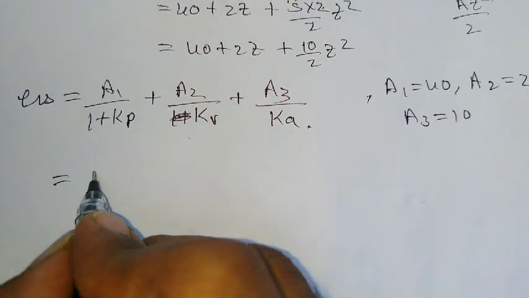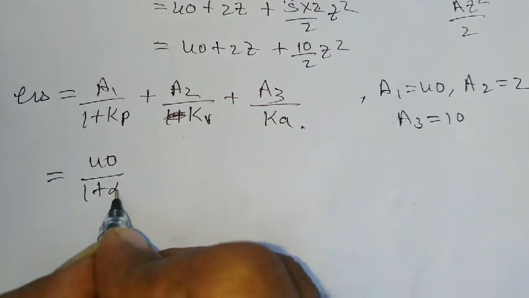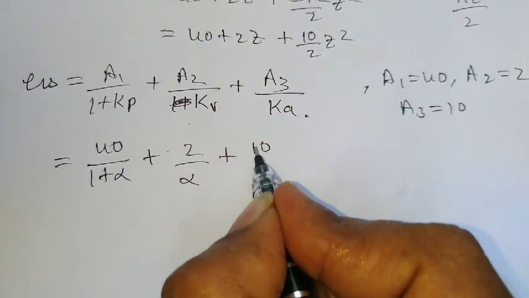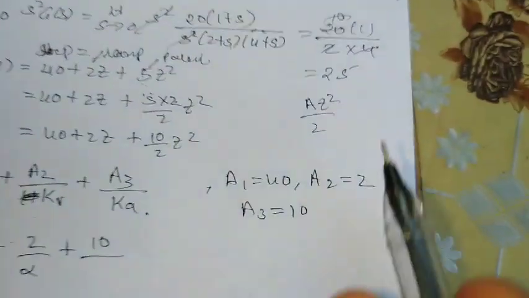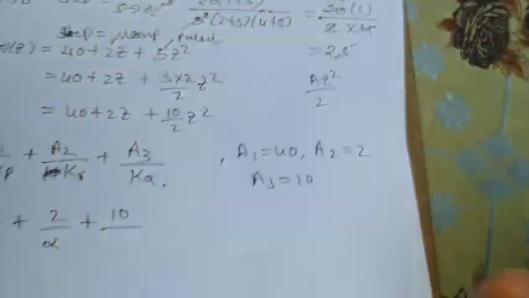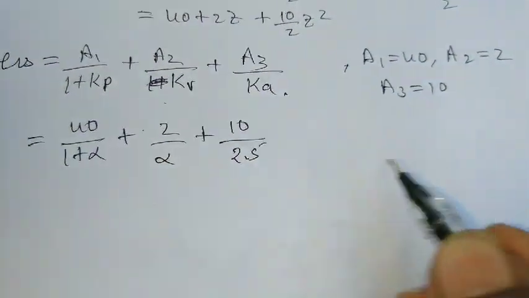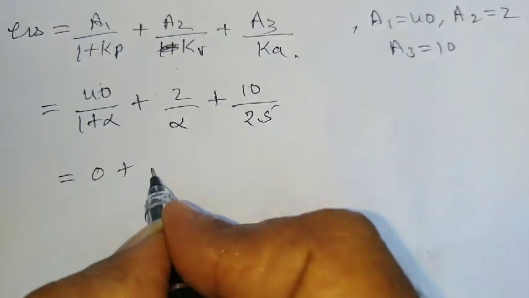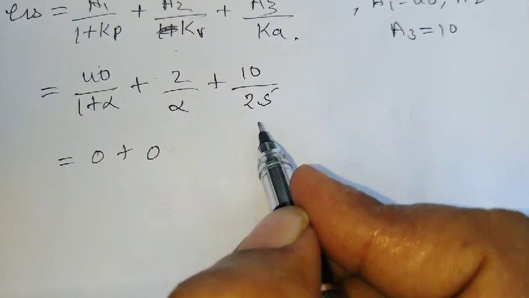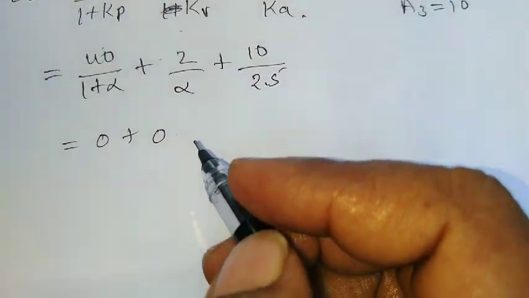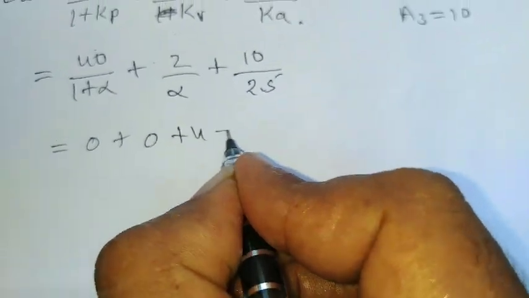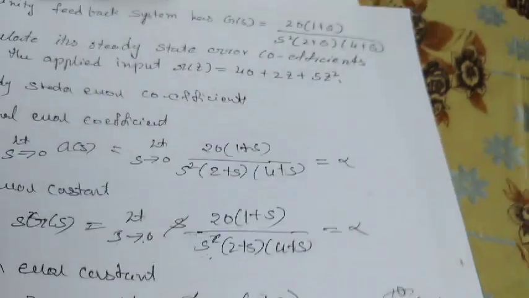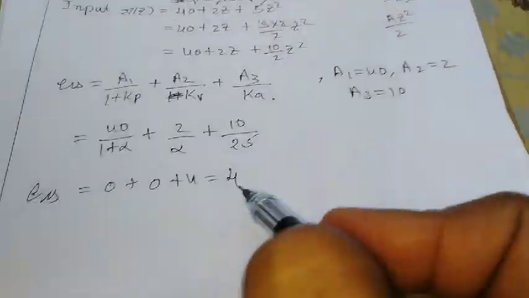So substituting in this, 40 by 1 plus infinity, plus 2 by infinity, plus 10 by this Ka value, 2.5. So something by infinity you will get 0, this is also 0, this is 10 by 2.5, you will get 4. So total is 4. So my ESS for 40 plus 2t plus 5t square is 4.